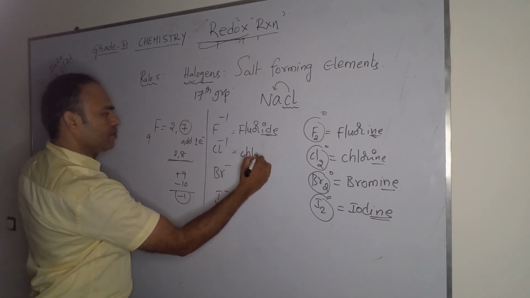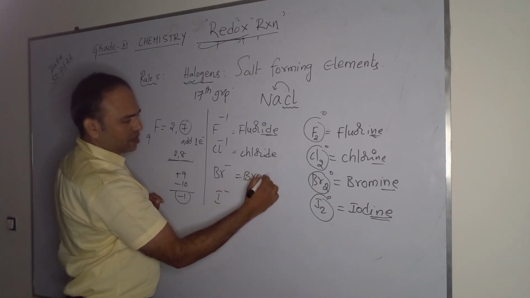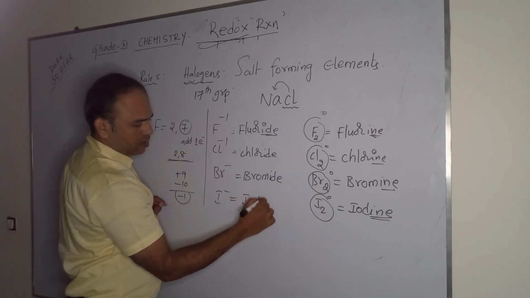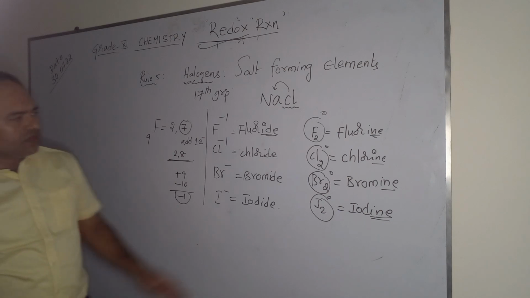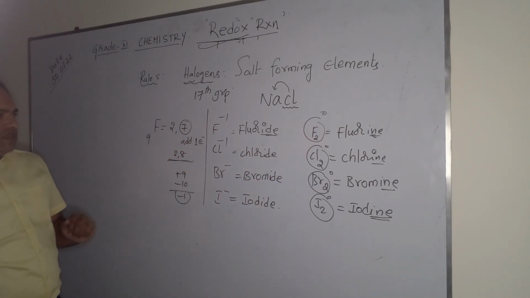So this is chloride, this is bromide, and this is iodide. Fine. So 0 oxidation state, and always in the minus 1 oxidation state.